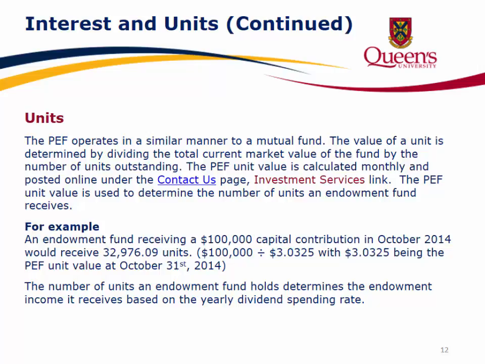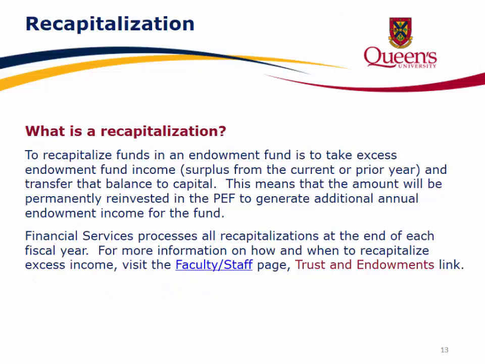For example, an endowment fund receiving $100,000 in capital contribution in October 2014 would receive 32,976.09 units. That is $100,000 divided by 3.0325, with 3.0325 being the PEF unit value at October 31st, 2014. The number of units an endowment fund holds determines the endowment income it receives based on the yearly dividend spending rate. What is a recapitalization?